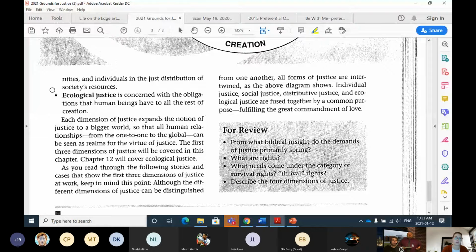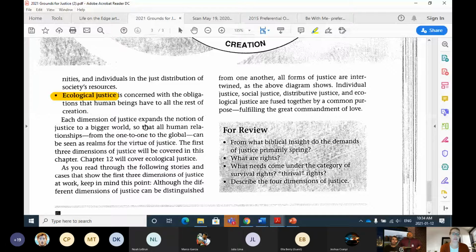And then next you have ecological justice. So don't forget about this one as well. This is concerned, like I said earlier, with the obligations that humans have to the rest of creation, right? So think about the world. It is our obligation to take care of our environment, to care for the well-being of all God's creatures, and to respect them and respect their rights and speak up for them when they are being mistreated.